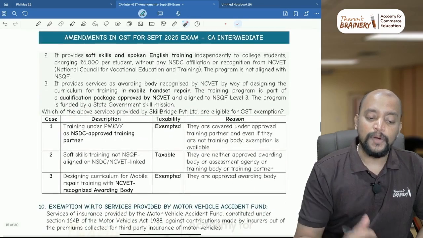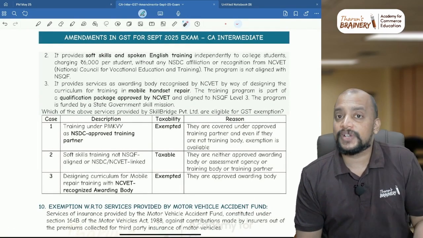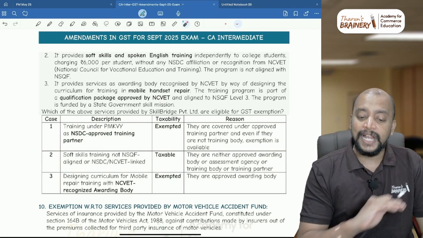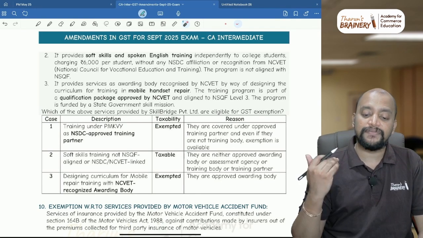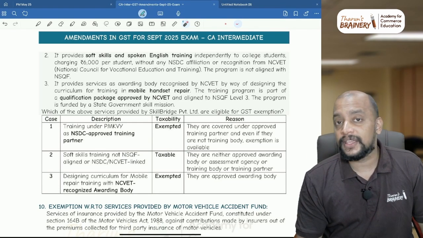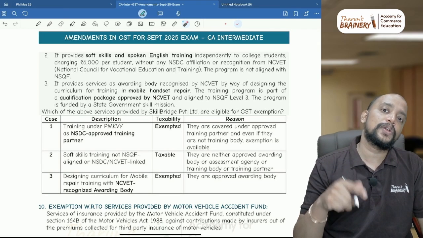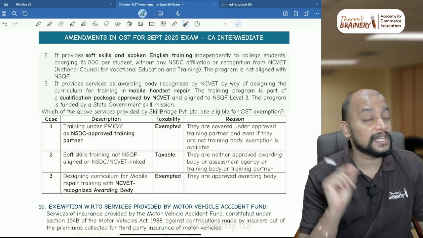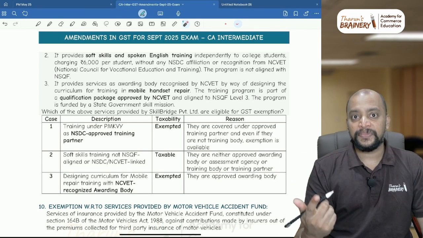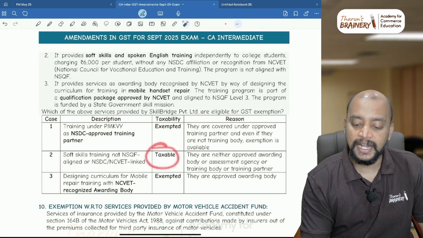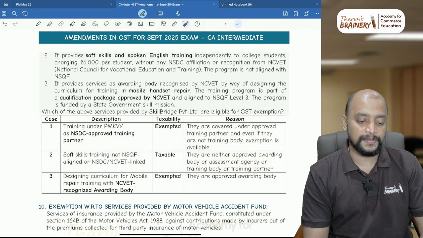Second, it provides soft skills and spoken English training independently to college students, charging 6,000 per student without any NSDC affiliation or recognition from NCVET. The program is not aligned with NSQF. NSQF is the National Skills Qualification Framework. So it is not aligned to that, which means it is not covered under the list. Therefore it is taxable. So this 6,000 rupees per student will be taxable. They are neither an approved awarding body, nor an assessment agency, nor a training body, nor a training partner.